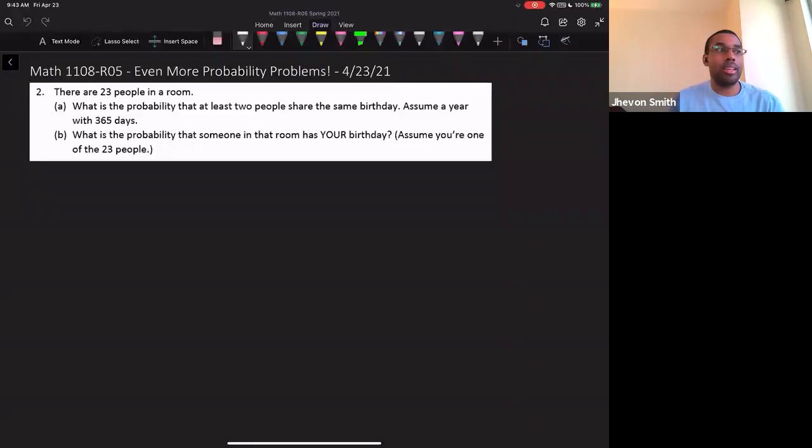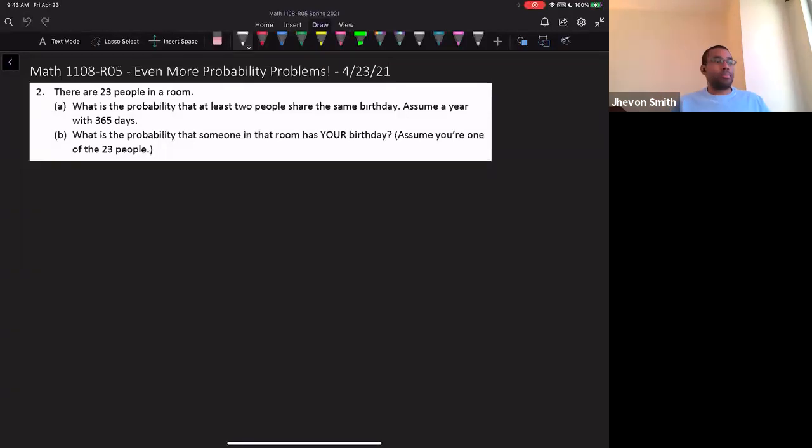So you might think that, oh, we'd have to get like halfway there. We'll need like 150, 200 people before we can be confident that 2 people share the same birthday. It turns out the answer is no. You only need 23 people. Once you have 23 people, there's more than a 50% chance that 2 people share the same birthday, which is interesting.